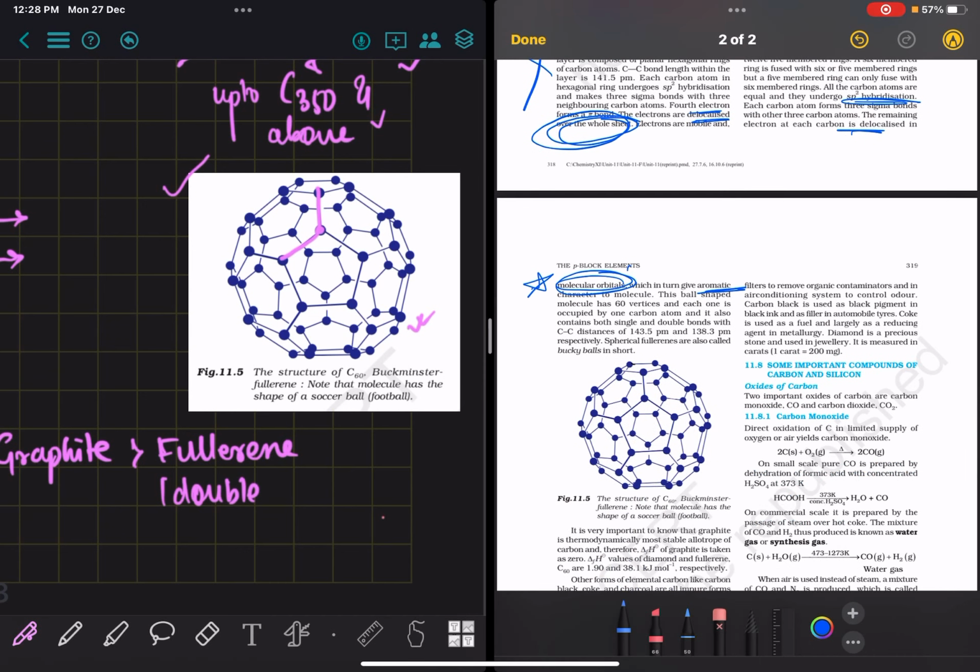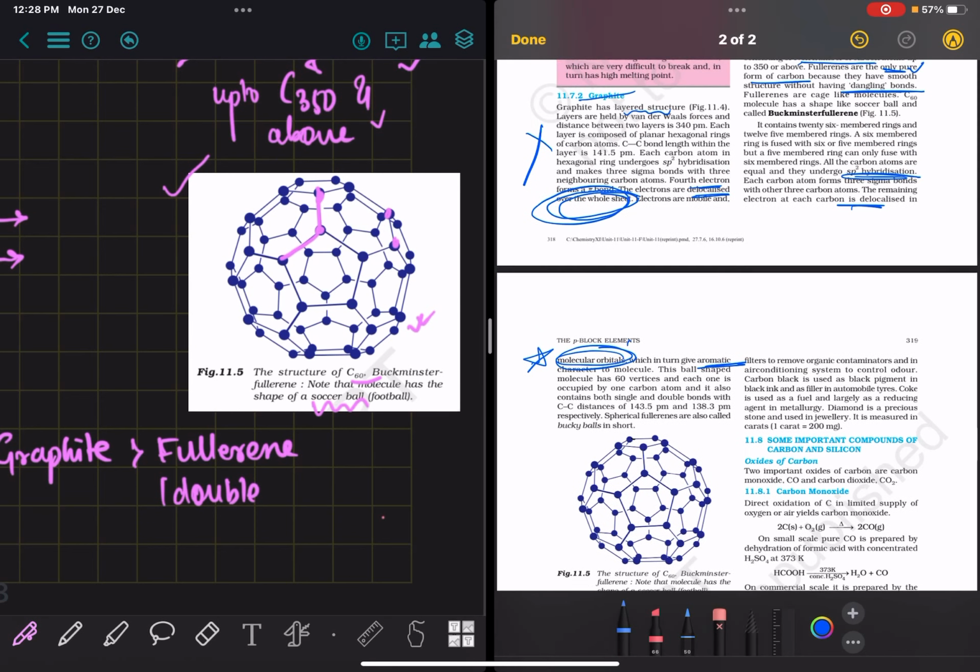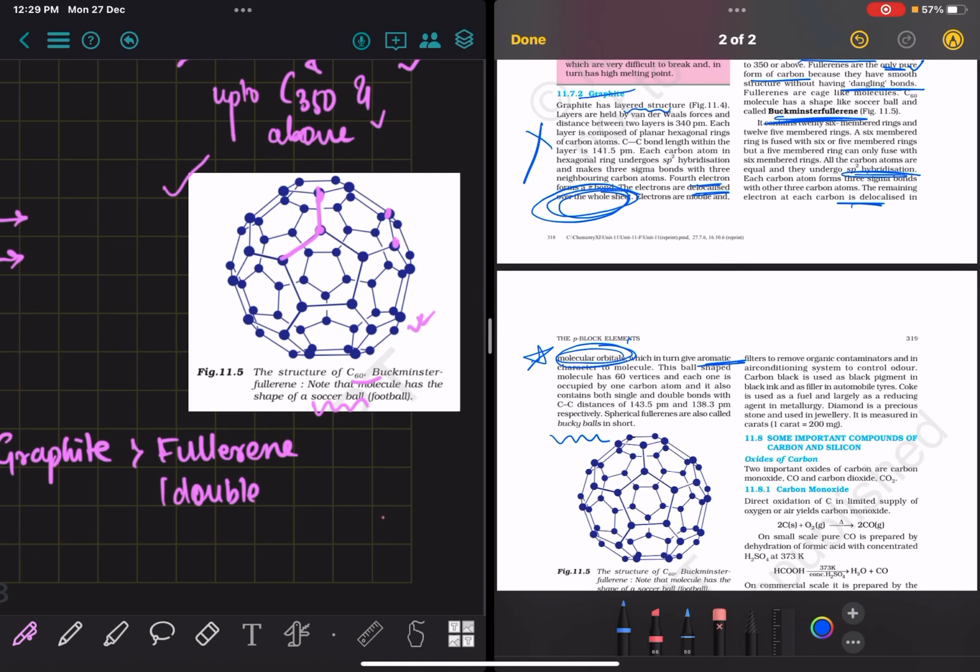In this, obviously you have 60 vertices. Each vertex is occupied by a carbon, C60, so it has the shape of a soccer ball, also called the Buckminsterfullerene, or in short you can call it Bucky balls.